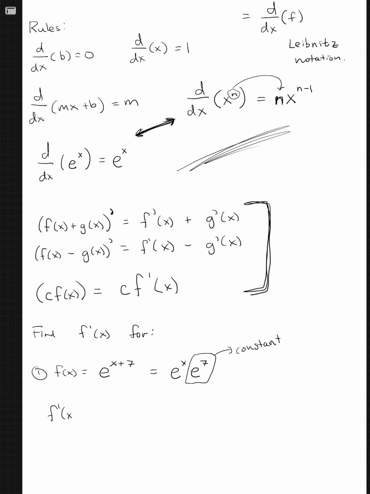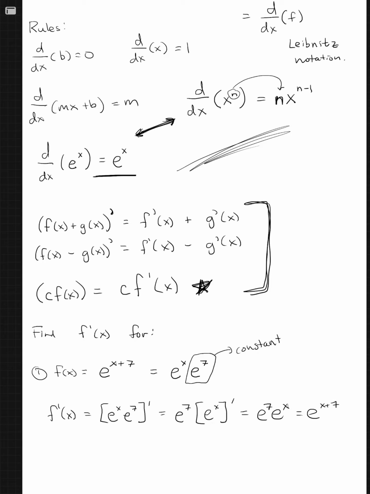Right? So f prime of x is going to be equal to the derivative of e to the 7 times e to the x. And thanks to the constant multiple rule, that is e to the 7 times the derivative of e to the x. And thanks to this rule, I know that the derivative of e to the x is just e to the x.